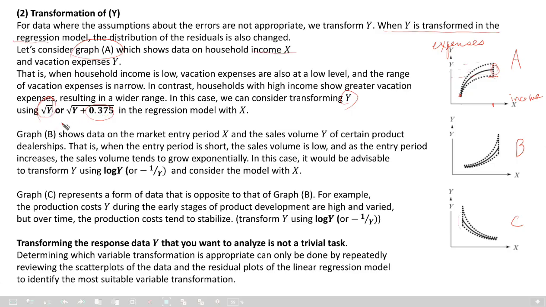Square root y or square root y plus 0.375, whichever gives the better result, you choose that result, in the regression model with x, okay?